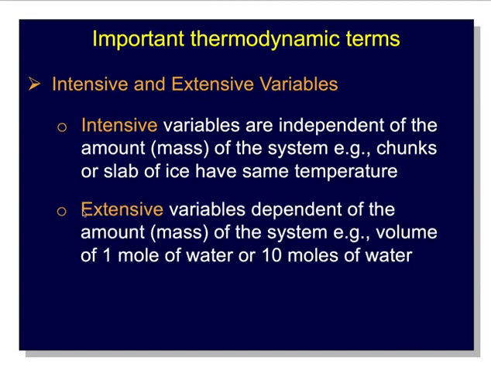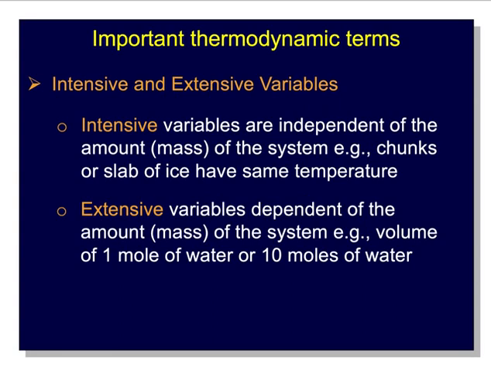The second variety is extensive, just the opposite of intensive, which depends on the amount of the substance. For example, if I want to talk about volume, if I take 1 mole of water, which means 18 grams of water, and if I take density to be 1, that becomes 18 cubic centimeters of water. That means the volume of 1 mole of water is 18 cm³. If I take the volume of 10 moles of water, it will be 180 cm³. So what you find is that volume depends on the amount. The amount here is 1 mole, and here it is 10 moles. Since the amount has increased, the volume also has increased. So volume is an extensive variable that depends on the mass or the amount of the system.